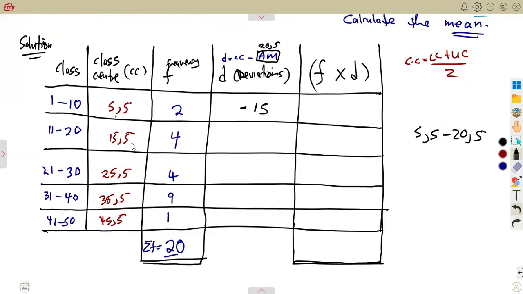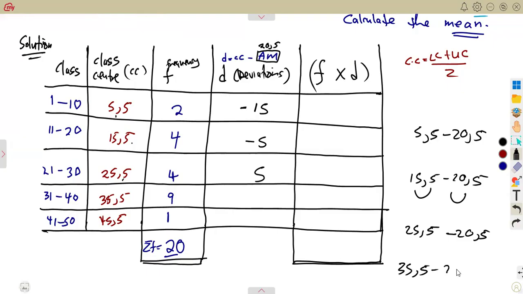You do the same thing everywhere, every part. 15.5 minus 20.5 was going to give you minus 5. 25.5, class center minus assumed mean. You subtract throughout. That was going to give you a 5, and so on. 35.5 minus 20.5 on this one. You get your deviation. So this was going to be a 15. 45.5 minus 20.5 was going to give you a 20. That was going to be a 25, this one.